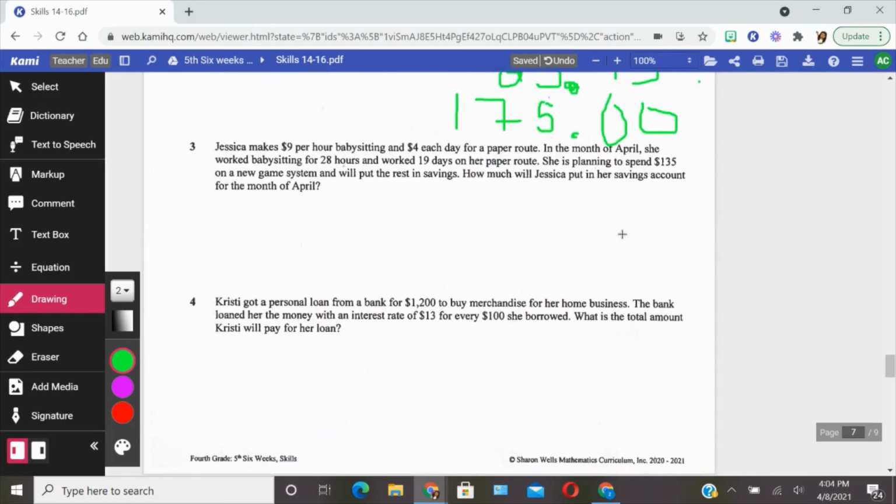Now for number 3, it says Jessica makes $9 per hour babysitting and $4 each day for a paper route in the month of April. She worked babysitting for 28 hours and worked 19 days on her paper route. She is planning to spend $135 on a new game system and will put the rest in her savings. How much will Jessica put in her savings account? So let's go ahead.